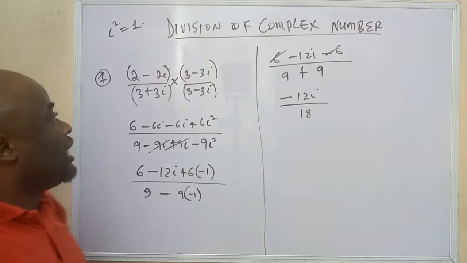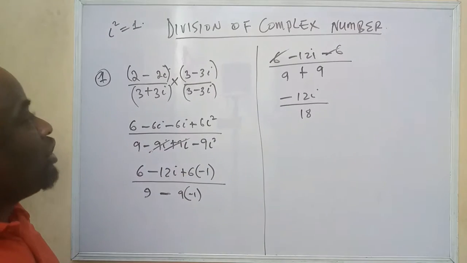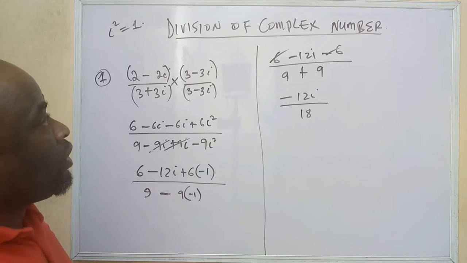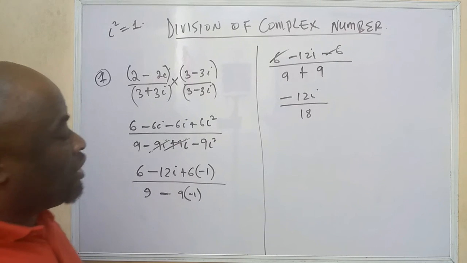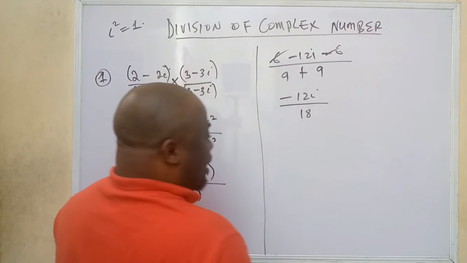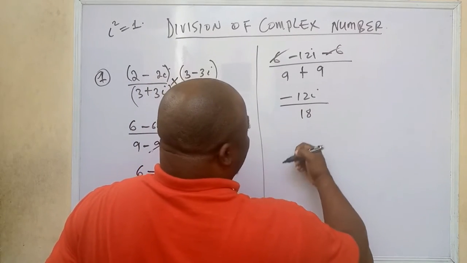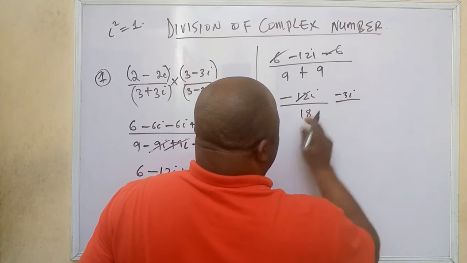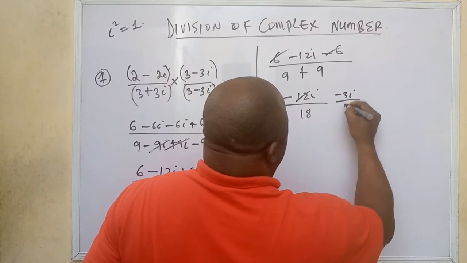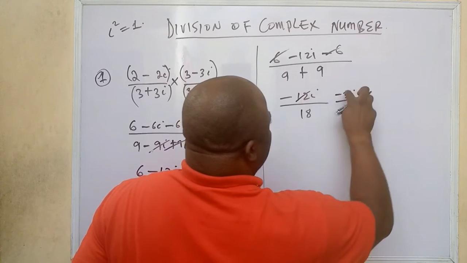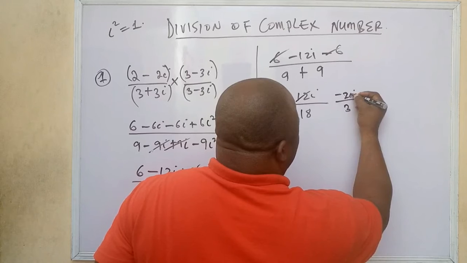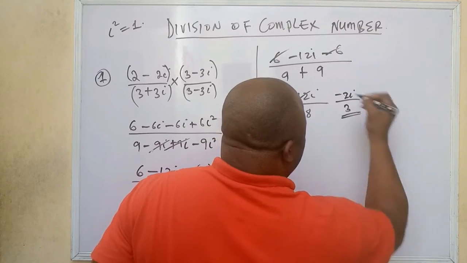So if you have anything that has to do with division of complex numbers, you are still going to work on multiplication of complex numbers. And you can still simplify this. What can go into both of them? 6 can go into both of them. 6 into 12 is 2, 6 into 18 is 3. So you have minus 2i over 3.